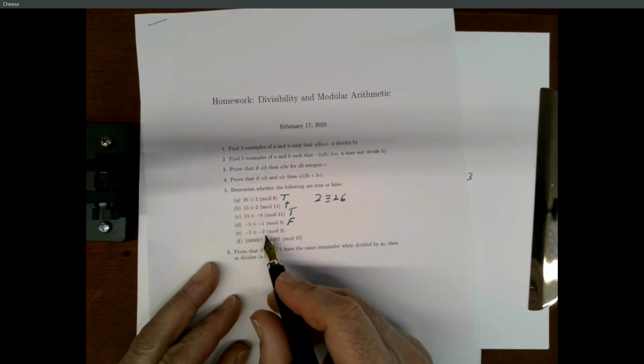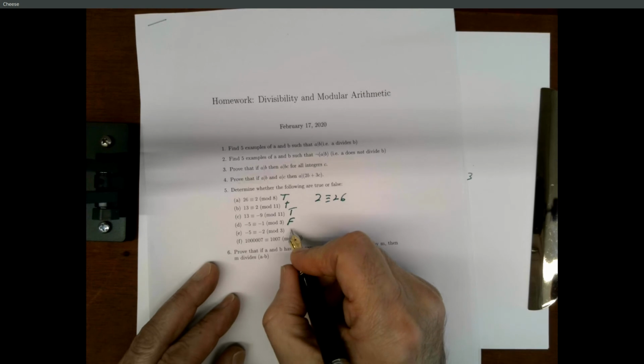All right, negative 5 and negative 2. Negative 5 minus negative 2 is negative 5 plus 2. That's negative 3. That is a multiple of 3. So that's true.